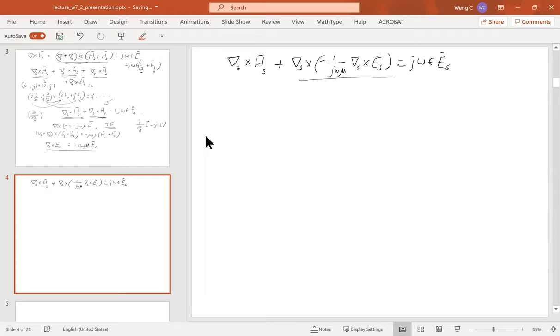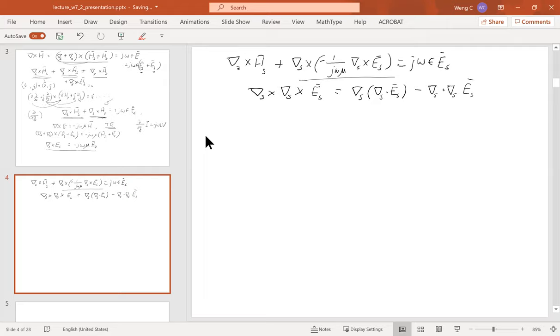I'm going to use the BAC-CAB formula to simplify this. If I apply the BAC-CAB formula, this double curl in two dimensions, where they are vectors, can be written as the gradient of the transverse divergence of E_S minus the transverse Laplacian of E_S. I think by now you should be quite familiar with this identity. We use it over and over again.